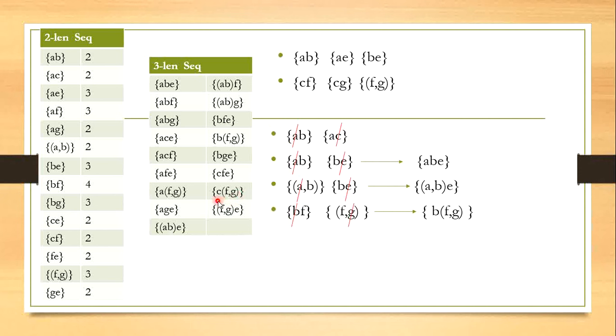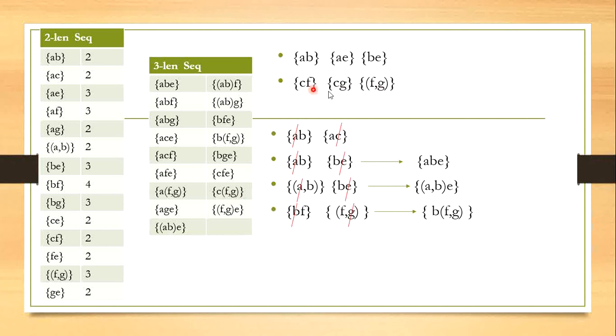CF, according to this, C and F belong to different transactions. So here also CF belongs to different transactions. Here CG belongs to different transactions. So here also different transactions. And here FG belongs to the same transaction. So the subset also contains that FG belongs to the same transaction.